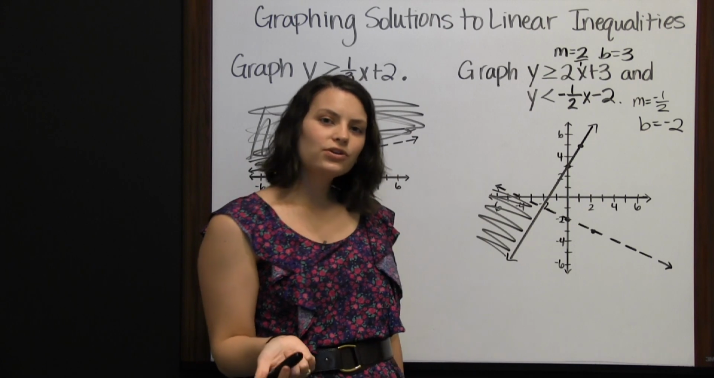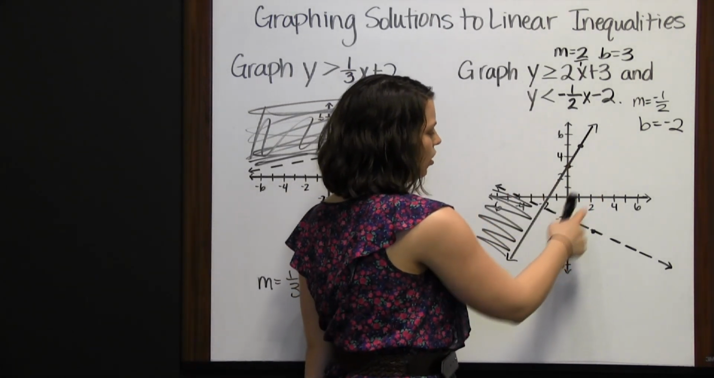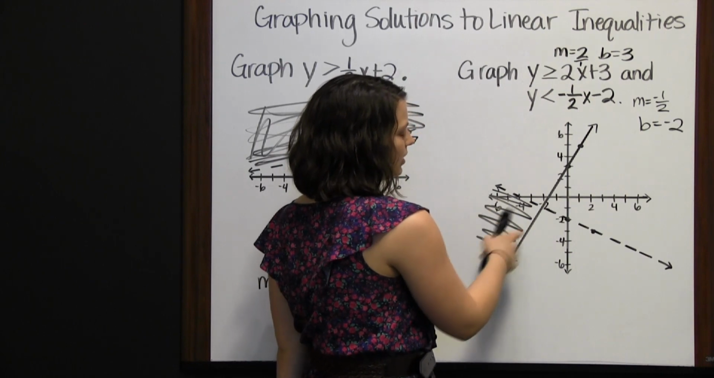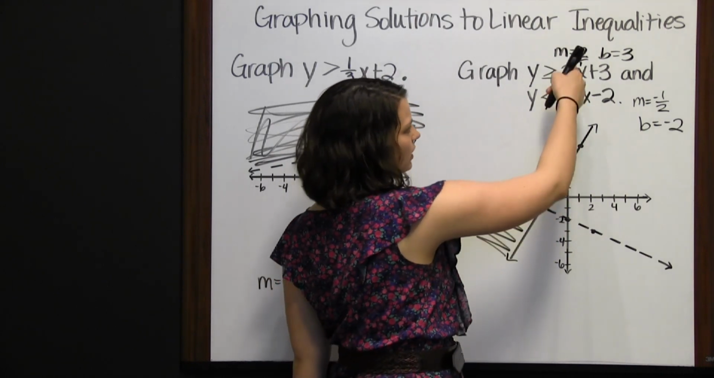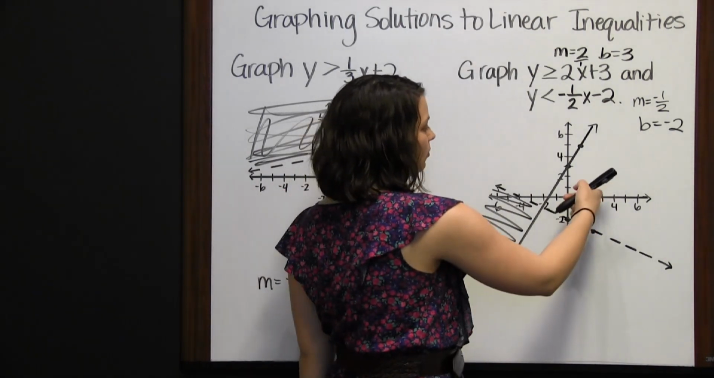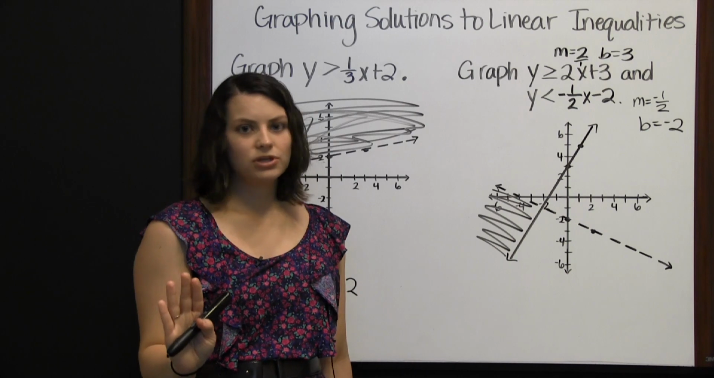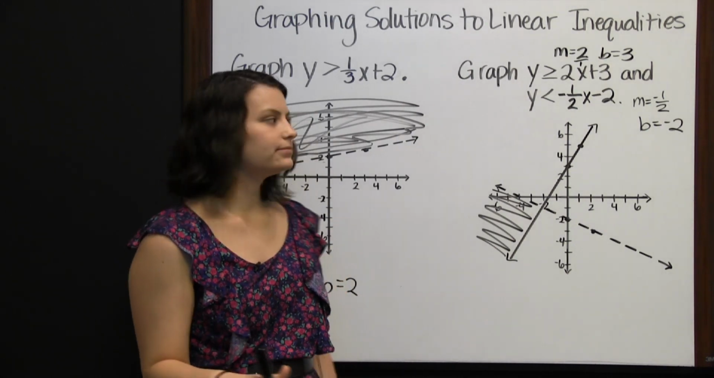And another way you could figure this out is just to pick a point in all 4 of the regions. And if the point satisfies both equations, then that's where you shade. And if your point doesn't satisfy both equations, then we don't shade in that region.